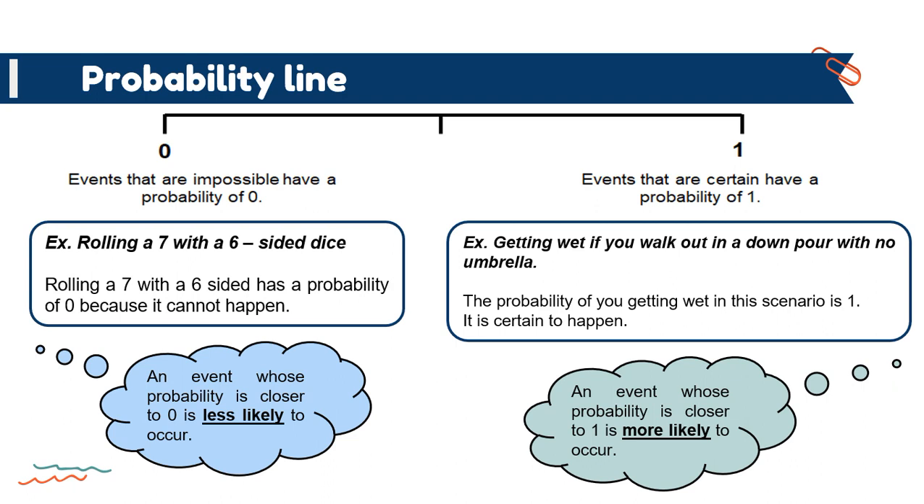Ngayon, an event whose probability is closer to 1 is more likely to occur. So, ngayon, kapag yung given naman na event ay papalapit na siya ng papalapit sa 1, ang tawag naman doon is likely or more likely, no? Magiging certain lang siya kapag sure na 100% or 1. So again, kapag in between 50 and 100, that is likely to happen.